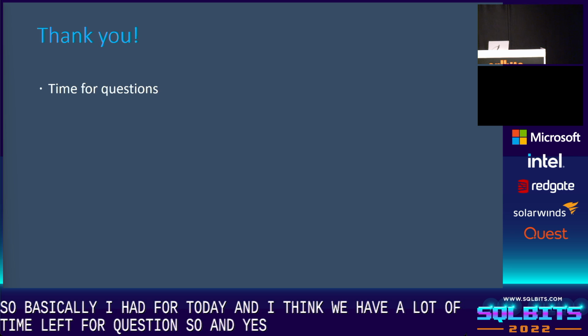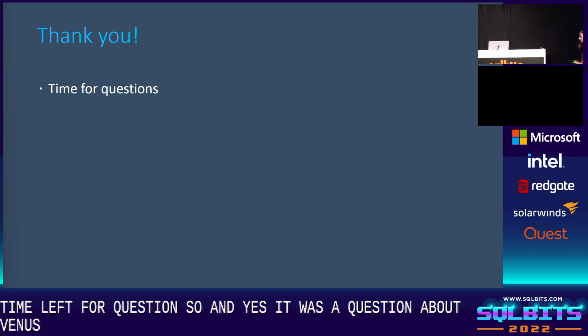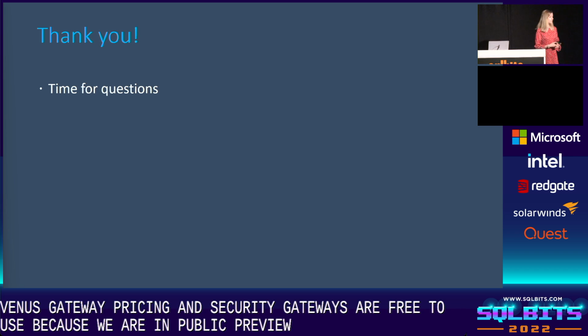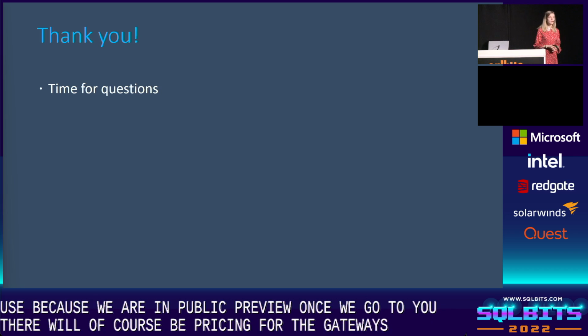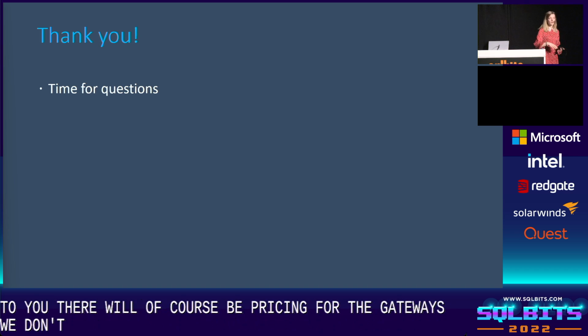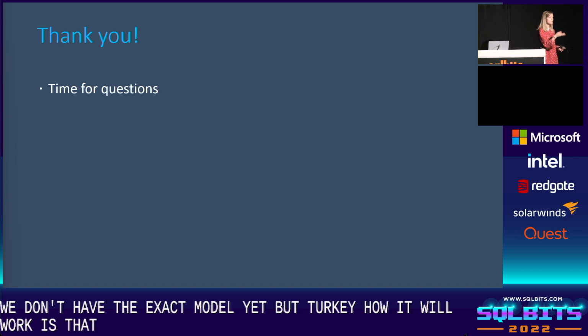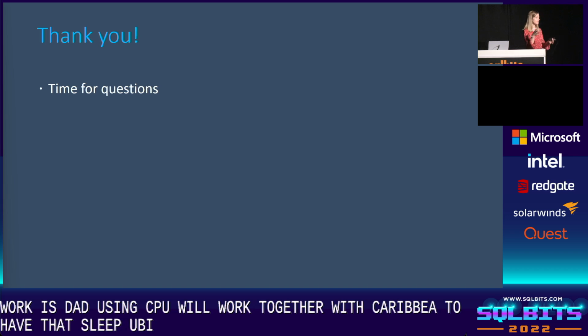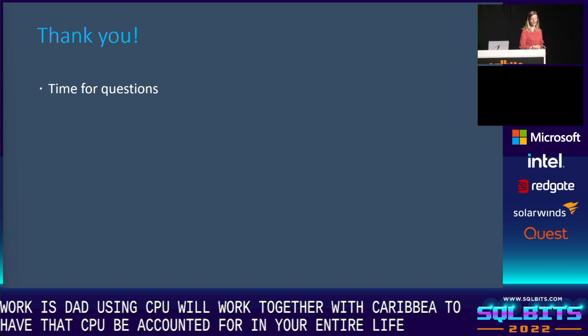Oh, good question. So there was a question about VNet gateway pricing. Currently VNet gateways are free to use because we are in public preview. Once we go GA, there will of course be pricing for the VNet gateways. We don't have the exact model yet, but probably how it will work is that the VNet gateways use CPU, so we will work together with Power BI to have that CPU be accounted for in the entire CPU consumption that you have in Power BI.